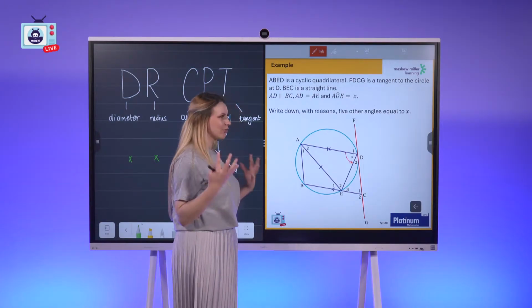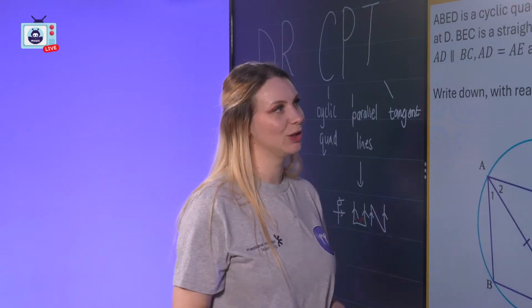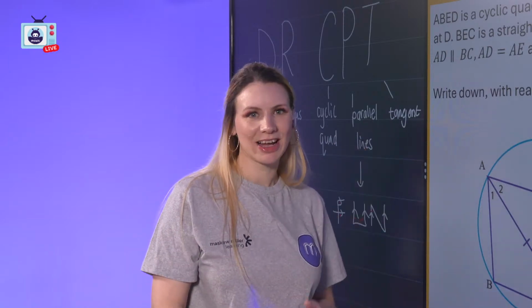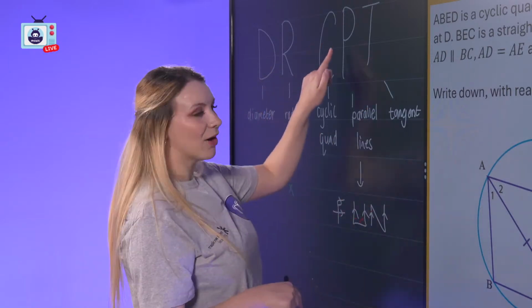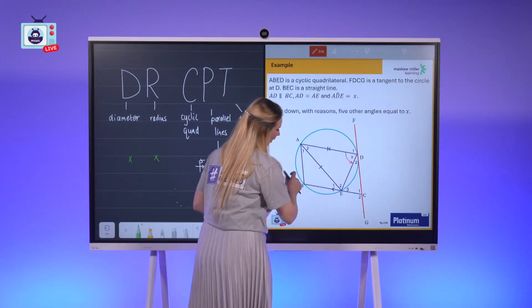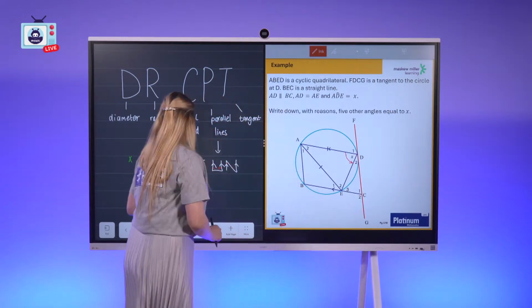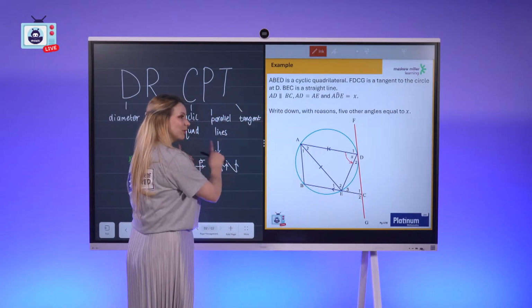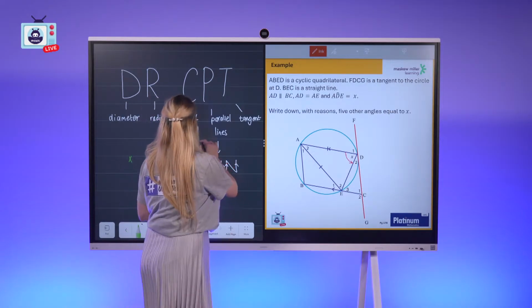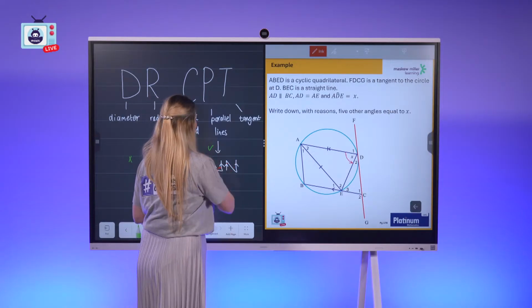So now we're thinking of those cyclic quad theorems that we can use: the exterior angle of a cyclic quad and opposite angles of a cyclic quad. This should come back to us. Parallel lines. Yes, we do. We have AD parallel to BC. Right, so we've got possibly some fun angles happening there. We must think of our parallel lines. So we do have parallel lines, we do have cyclic quads.